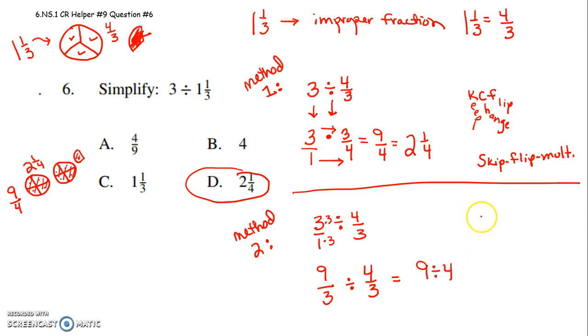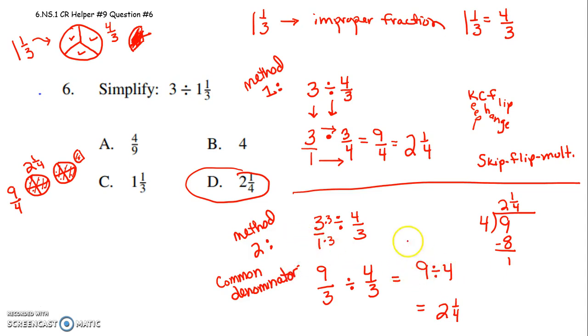What's 9 divided by 4? 4 goes into 9 twice. 2 times 4 is 8. Subtract off, you have 1 left over, so that's 2 1/4. So 9/4 is the same as 2 1/4. I know some of you like your common denominator method, so I just wanted to remind you that that's also totally valid. Up here is the standard method that most of us use, but the common denominator method totally works. All right, hope that helps.